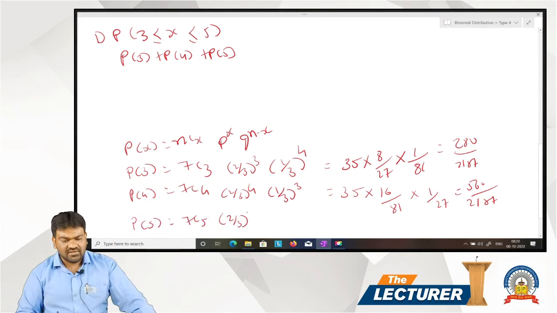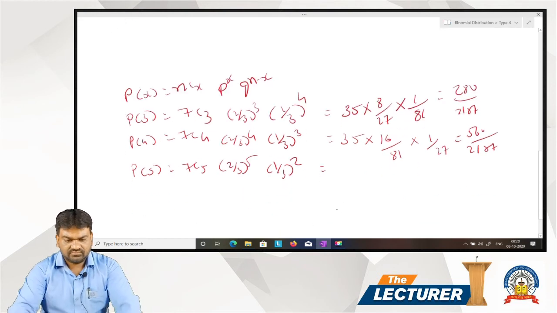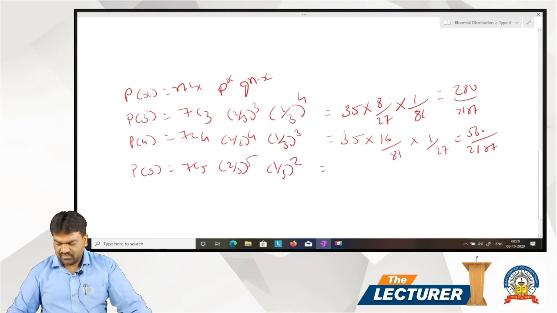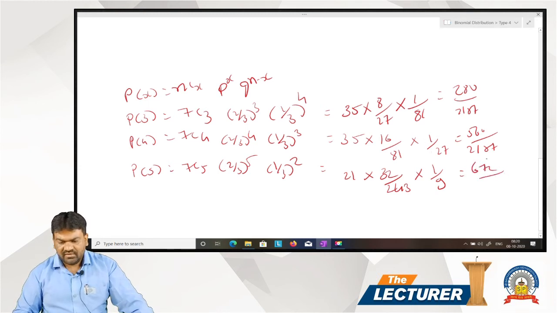P of 5 is 7C5 multiplied by 2 by 3 raised to 5 and 1 by 3 raised to 2. 7C5 or 7C2, both are equal. 7 multiplied by 6 by 2 is 21, multiplied by 2 raised to 5, 32, over 3 raised to 5, 243, and 1 upon 9. 32 multiplied by 21 is 672 divided by 2187.